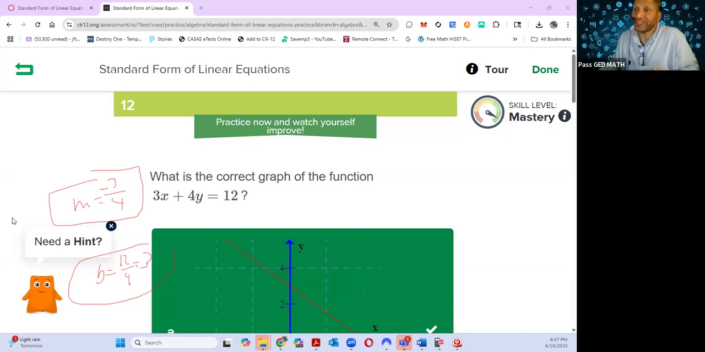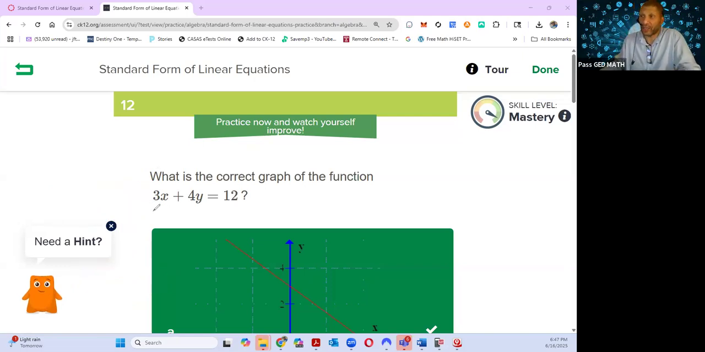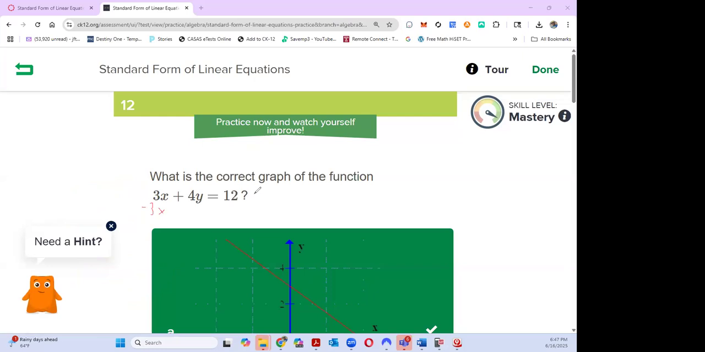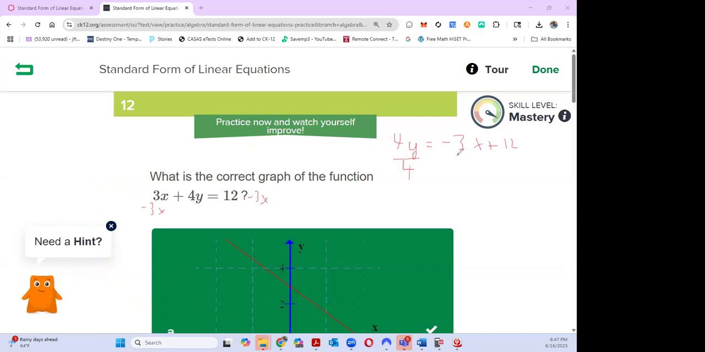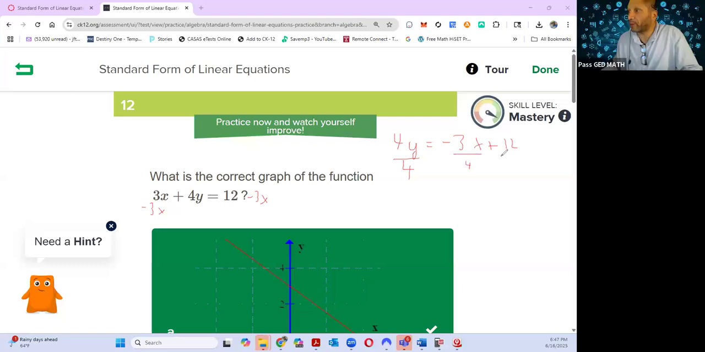Now, let me prove this is what they want you to do. They want you to say, okay, minus 3x, minus 3x. I get 4y is equal to minus 3x plus 12. Y is not by itself. To get y by itself, I need to divide by 4. Since I have unlike terms, I need to divide each term by 4. The 4's cancel. y equals -3/4 x plus 3.